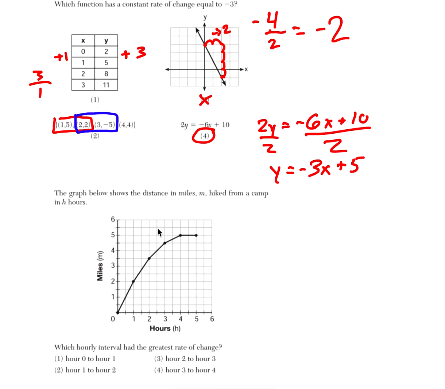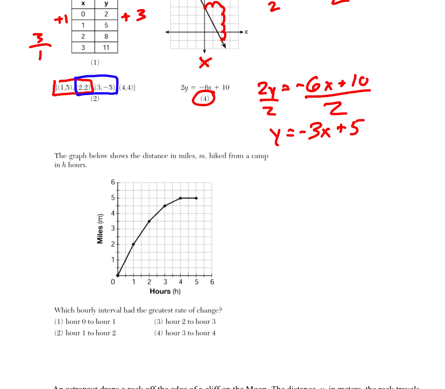Let's look at the next one. So this is which hourly interval had the greatest rate of change. So when you look at it here, I'm just going to show you what the interval would be. So hour 0 to hour 1 would be, look at the hours as an X, this part of the line segment. Then 1 to 2 would be this part of the segment. 2 to 3, hour 2 to hour 3 would be this part of the segment. And then hour 3 to 4 would be this part of the segment.